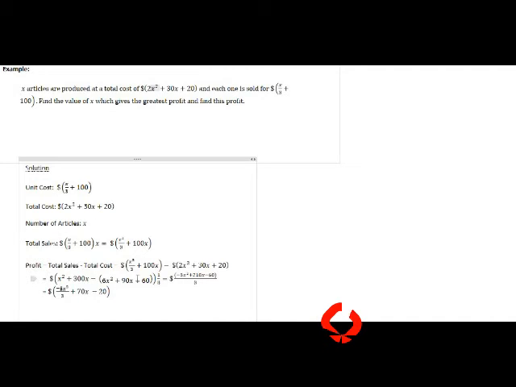Anyway, if you prefer to simplify this, make it into a single fraction and then subtract this from it, you are welcome to do so. You can confirm this answer. Now we got the relation for the profit as minus 5x squared over 3 plus 70x minus 20.